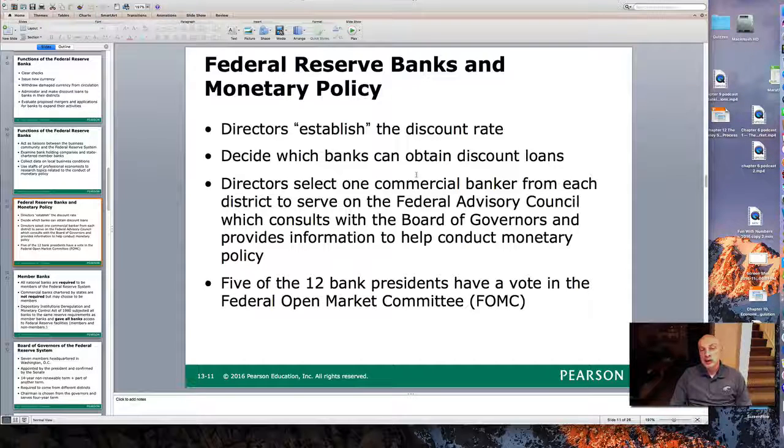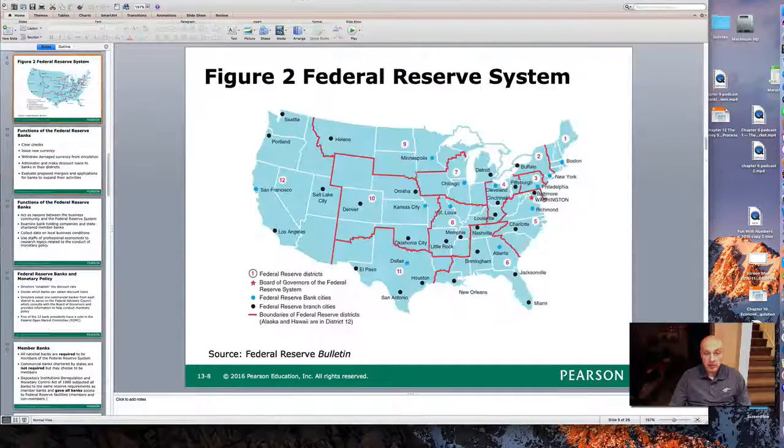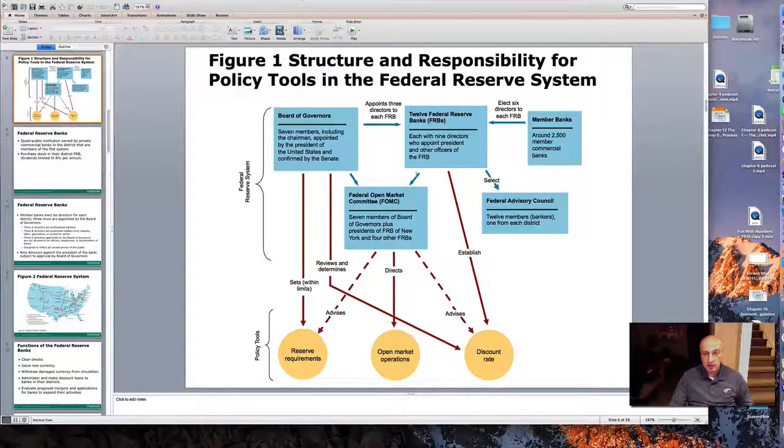Directors will select a commercial banker from each of their districts to serve on the Federal Advisory Council. This Federal Advisory Council then will consult with the Board of Governors and provide information to help conduct monetary policy. So the Federal Advisory Council, just going back to the schematic, fits in right here. And they provide consulting services basically to the Board of Governors.